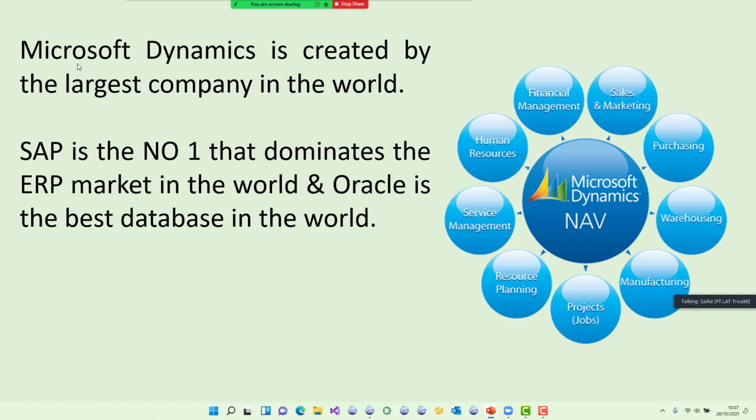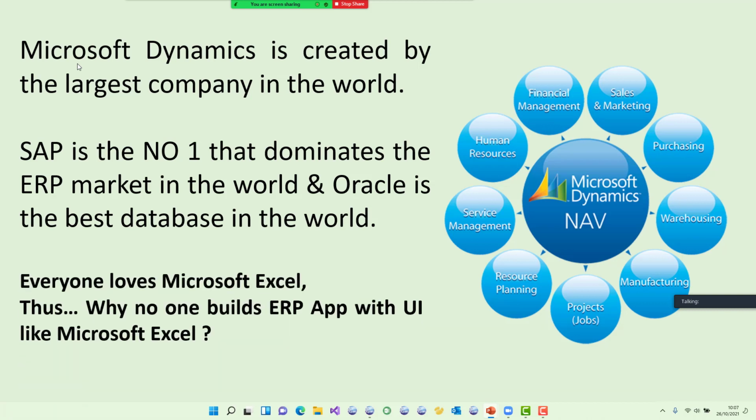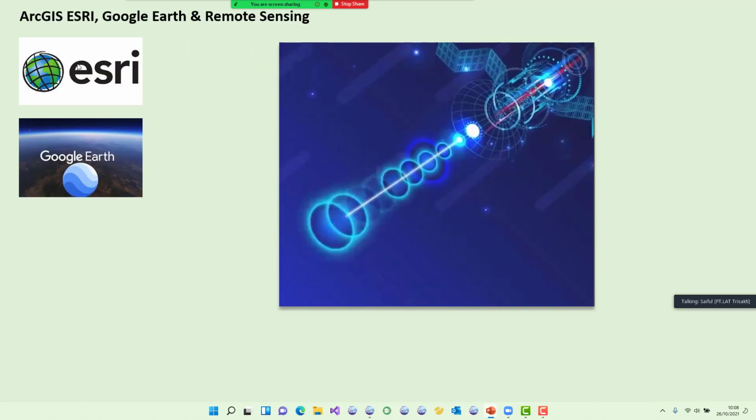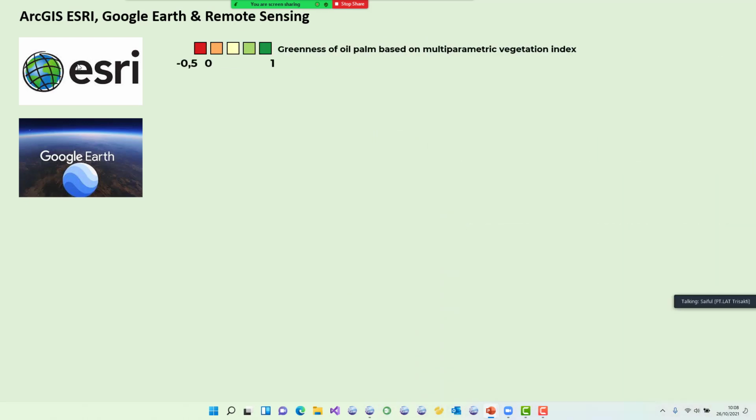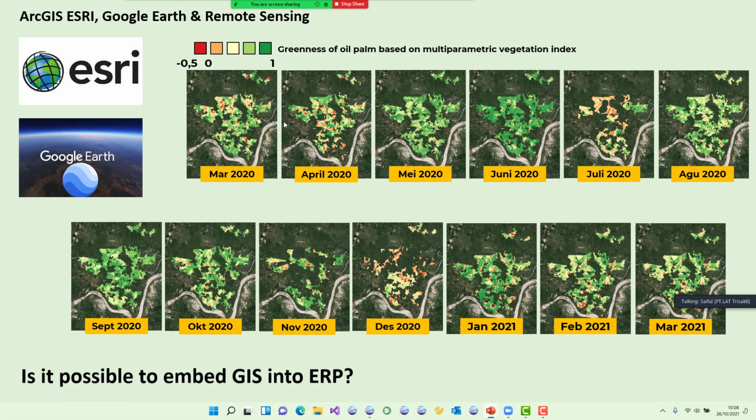Oracle is the best database in the world. Everyone agrees, we love Microsoft Excel. Thus, why will no one make an ERP application with a user interface like Microsoft Excel, to see plant health or GIS report? So is it possible to embed GIS into ERP?